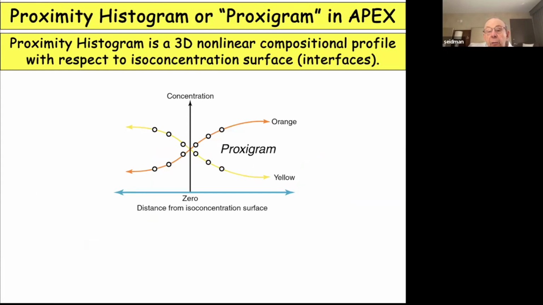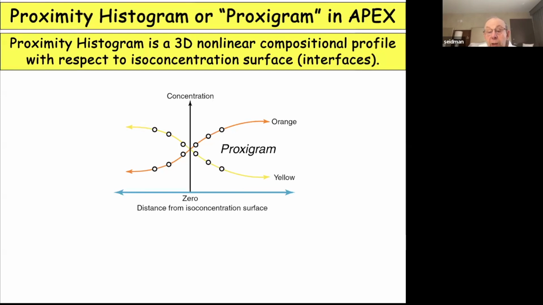We use something that actually we developed at Northwestern, a so-called proximity histogram, because the information is in 3 dimensions, but it's cumbersome to analyze it in 3 dimensions. So we invented this technique where we have a nonlinear composition profile, compositional surface. It's an isoconcentration surface. In other words, constant concentration surface, say around a precipitate. And then we can convert that into 2 dimensions.